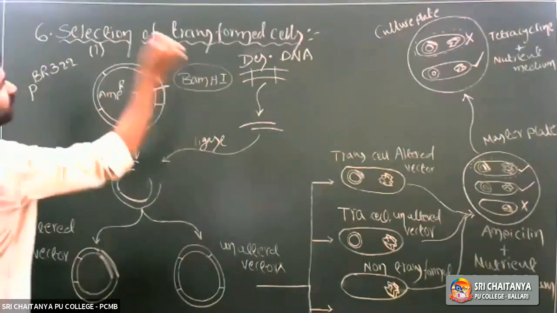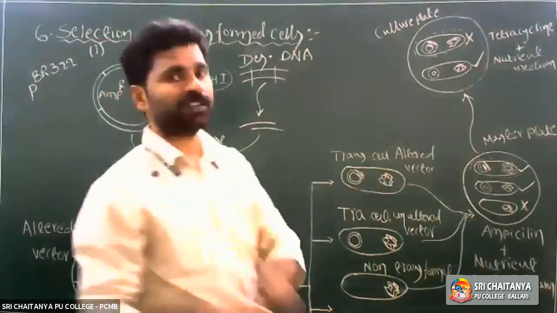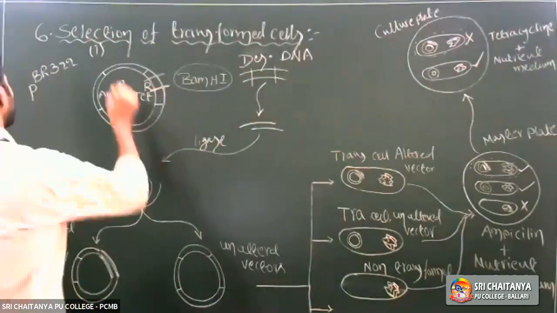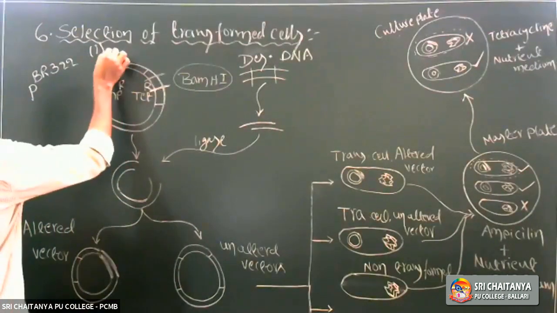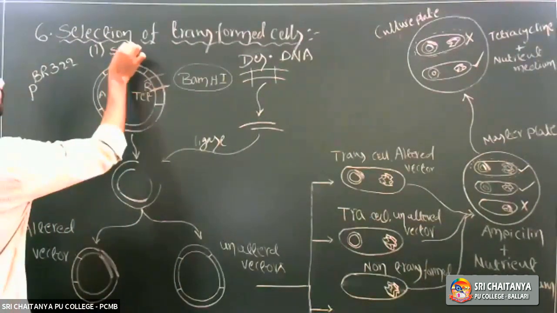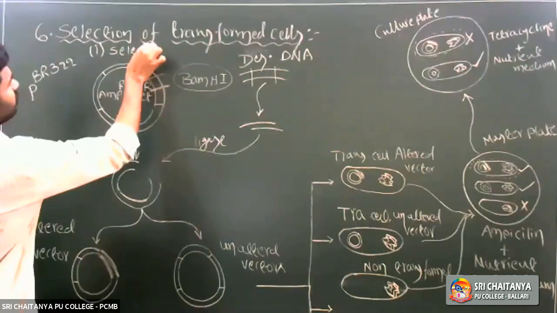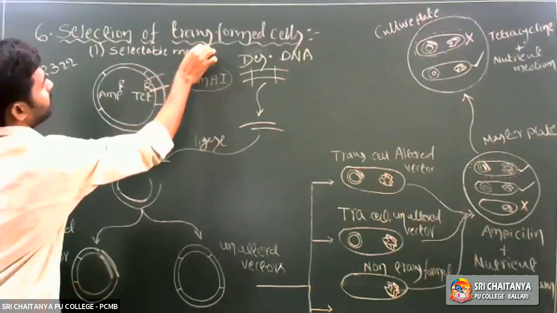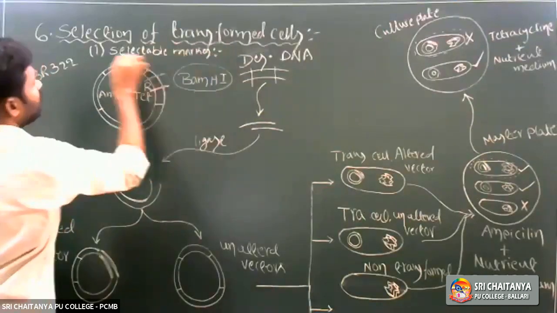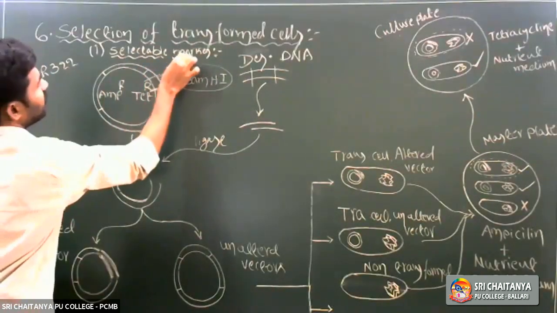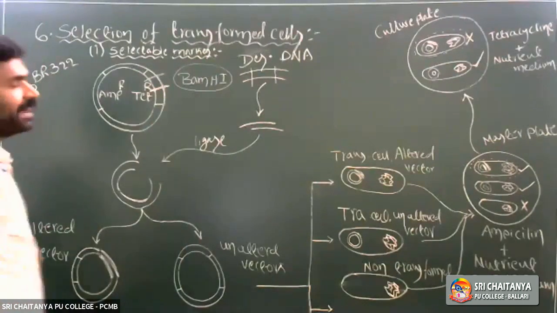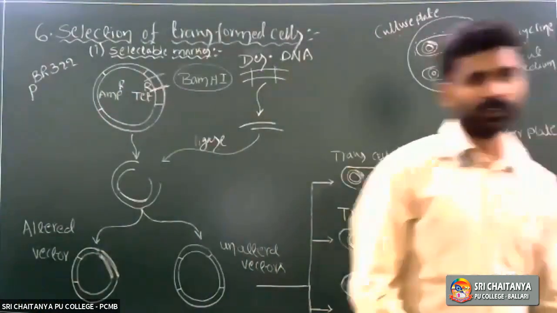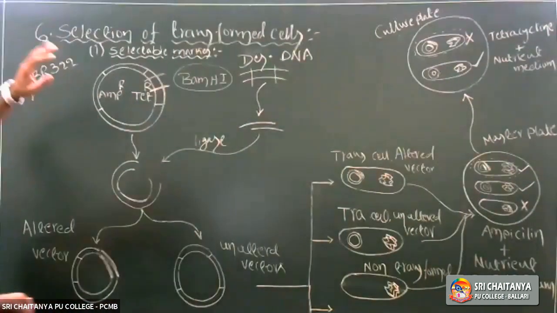For the selection of transformed cells from the non-transformed cells, we are using three methods or techniques. In that, the first one is by using selectable markers. So what are selectable markers here? Selectable markers are nothing but antibiotic resistant genes. Antibiotic resistant genes. Right.